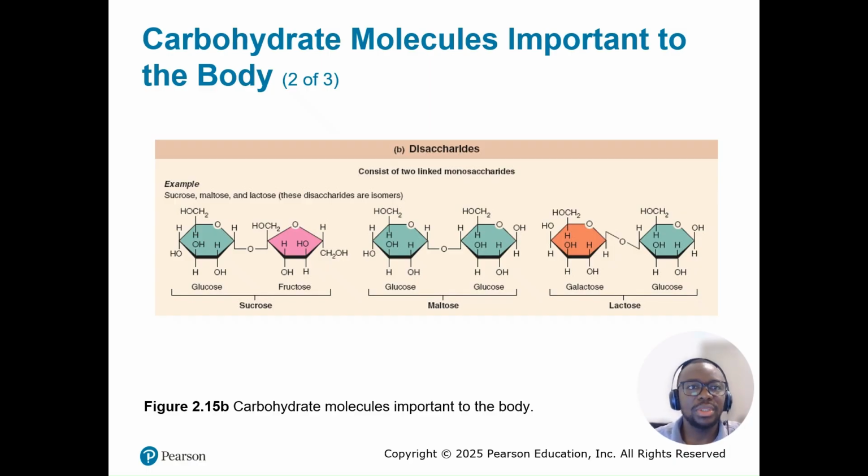This figure shows the important disaccharides in the body. Sucrose is formed from one molecule of glucose and one molecule of fructose. Maltose is formed from 2 molecules of glucose. Lactose is formed from one molecule of galactose and one molecule of glucose. A special type of covalent bond called the glycosidic bond holds the monosaccharides together.